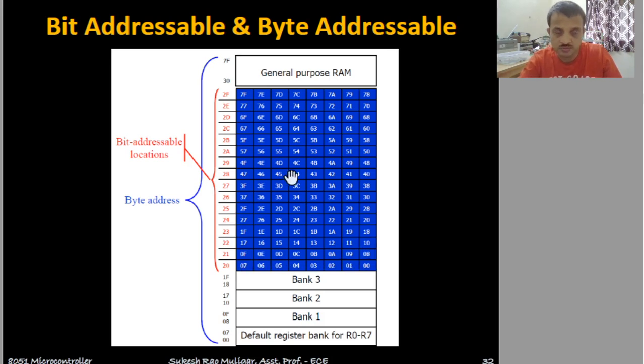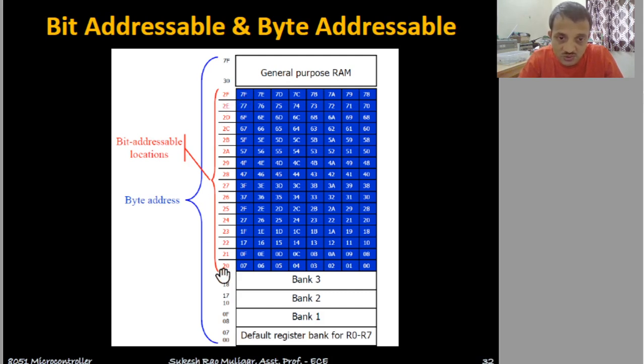It continues through 16 bytes of data. The 16th byte, that is the 2F location, will end at bit address 7F. The beauty is here: the byte address also ends at 7F, and the bit address also ends at 7F.